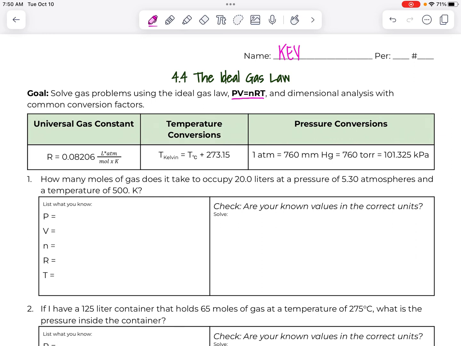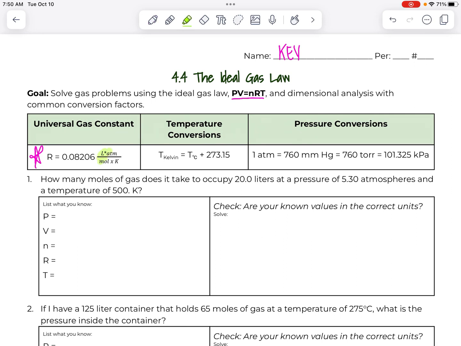You're also going to get some practice with dimensional analysis, which means converting between units. I've given you a temperature conversion here, how to convert between Kelvin and Celsius, and I've also given you some pressure conversions. When we did our ideal gas law notes, I talked about how your universal gas constant, your gas law constant, capital R, this thing right here, can have many different numerical values depending on the units.